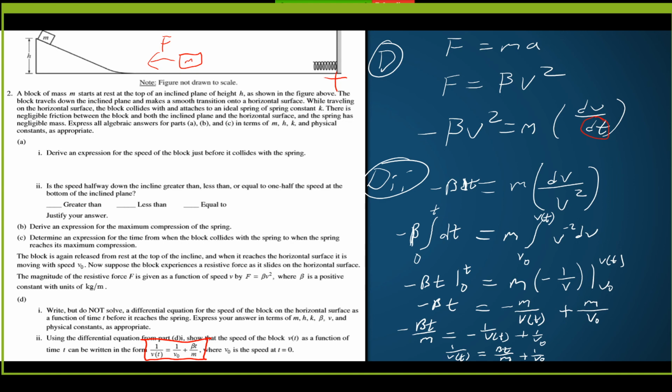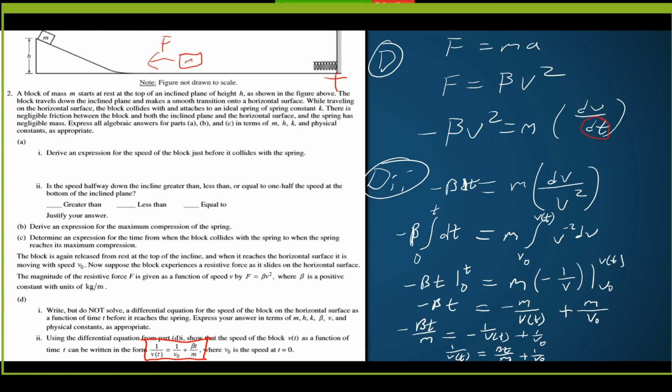So what I'm going to do is, it looks like I don't have any m's over the vt's or v naught, so I'm going to divide both sides by m. If I do, this m will cancel. I'll be left with 1's. And on this side, I'll divide by m. So that leaves me with negative bt over m on the left side. And then on the right side, I've got 1's on top.